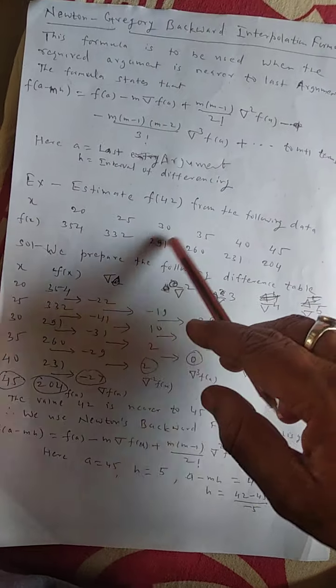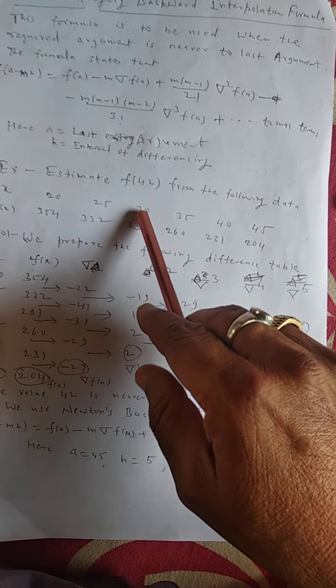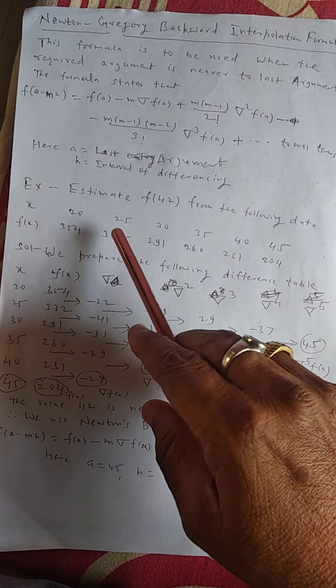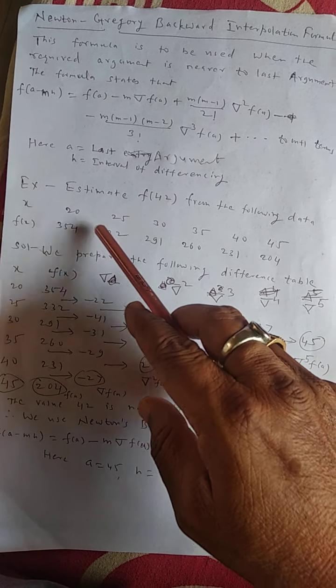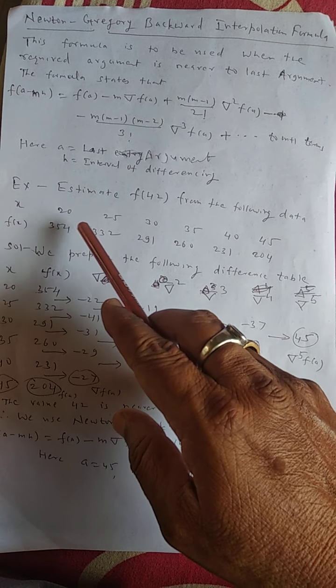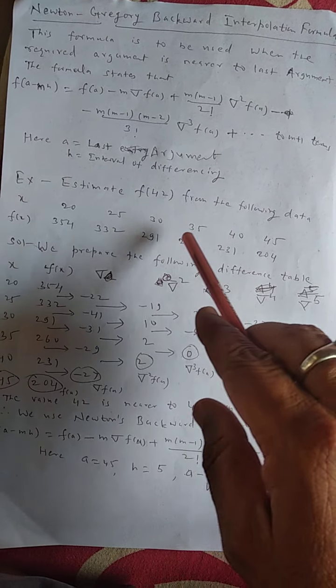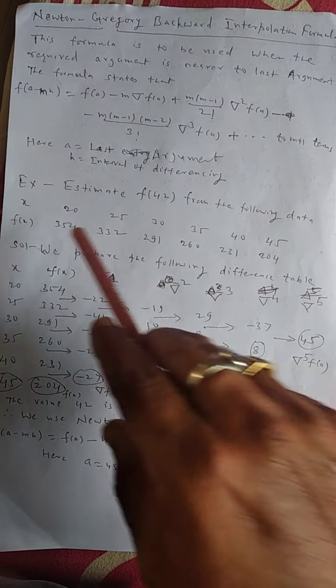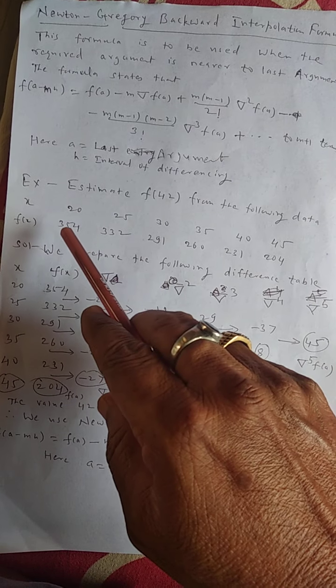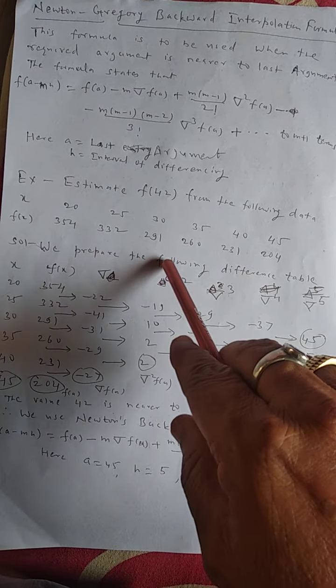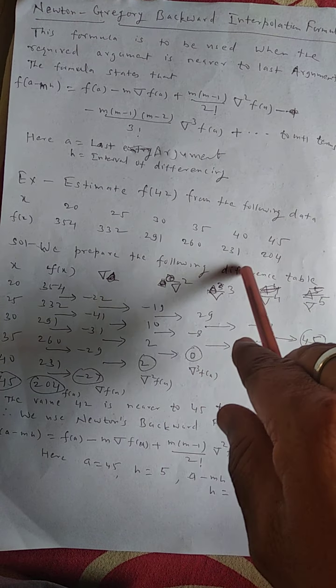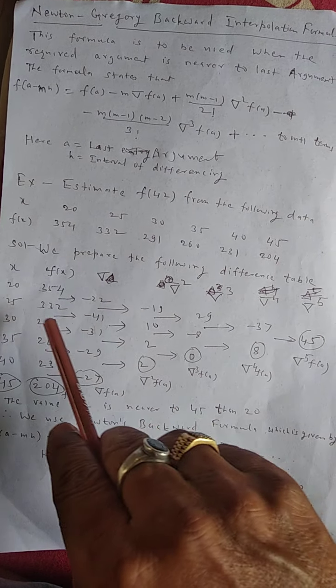So the first example is: estimate f of 42 from the following data. The data is given, x and fx. The values of x are 20, 25, 30, 35, 40, 45. Corresponding fx values are 354, 332, 291, 260, 231, 204.